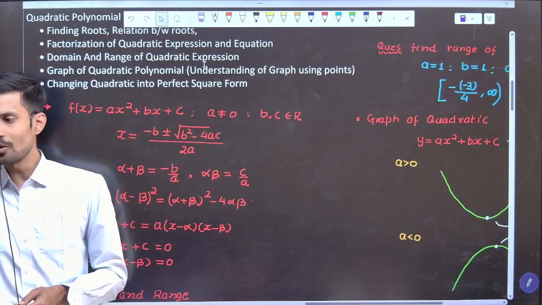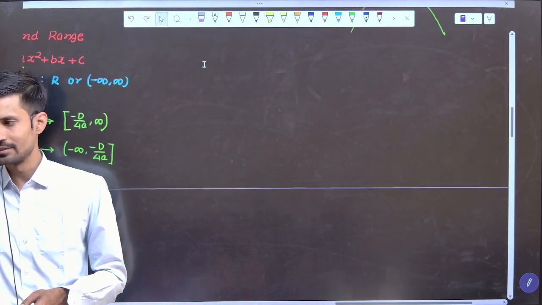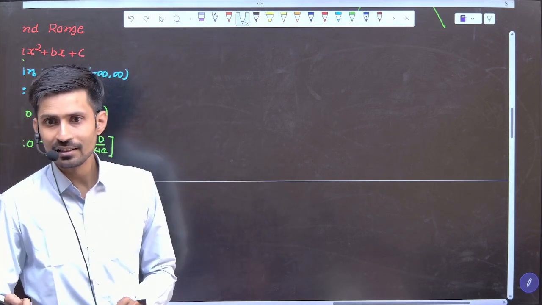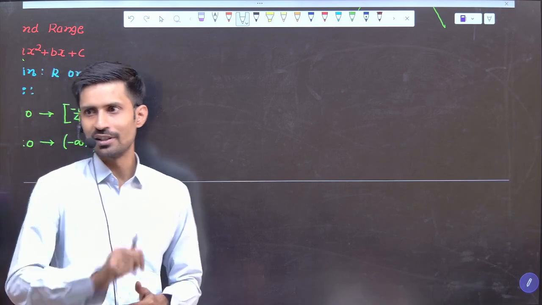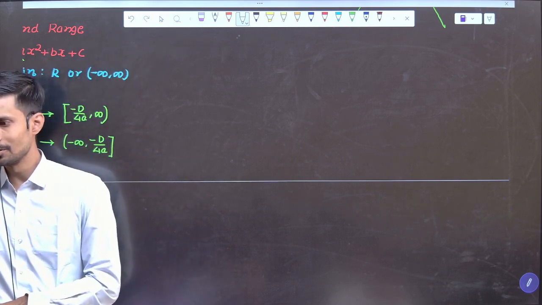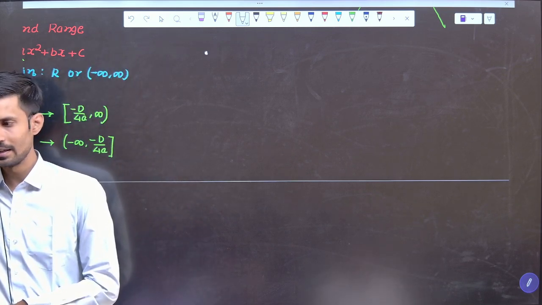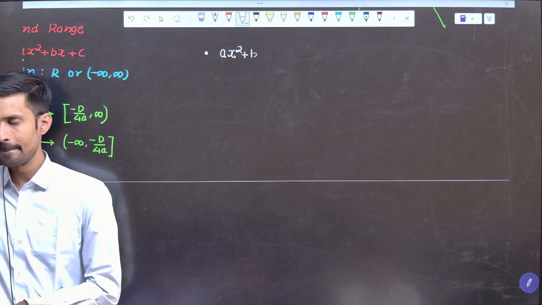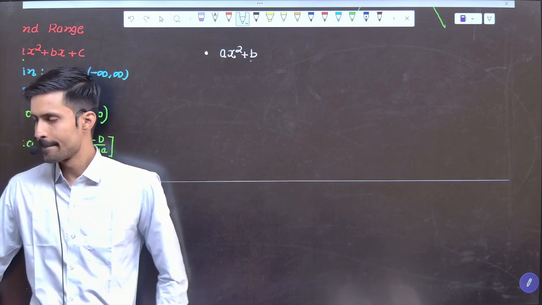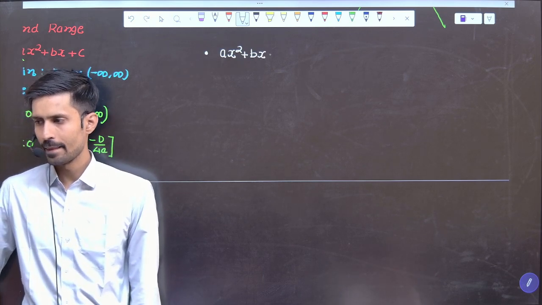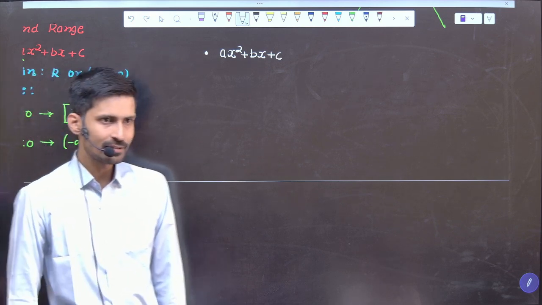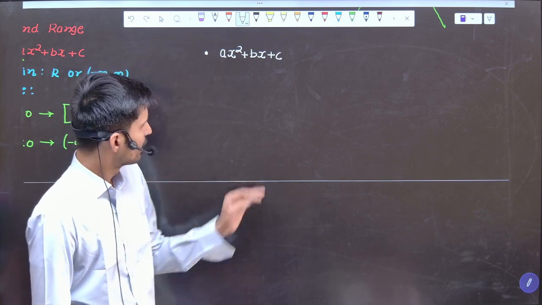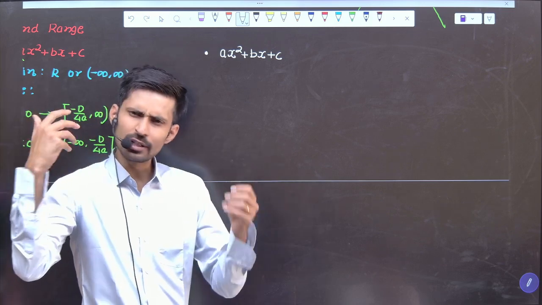Okay, now changing a quadratic into a perfect square. When I tell you this, after that you will learn one more range type of question from here. So the concept is: ax square plus bx plus c, this is a quadratic expression. Now just think about one thing. Just forget that formula for finding the range of a quadratic. Forget that formula.